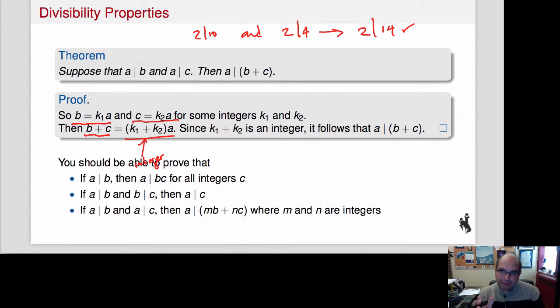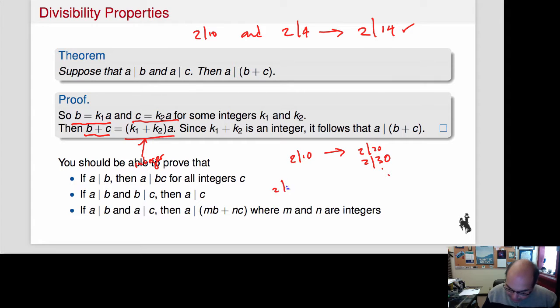Now there are some others that you should be able to prove just by following the same pattern. If a divides b, then a must divide b times c for all integers c. So for instance, 2 divides 10, that means that 2 also divides 20, and 2 also divides 30, and so on. If a divides b and b divides c, then a must divide c. So what we have is that 2 divides 10, and 10 divides 200. This means that 2 divides 200.